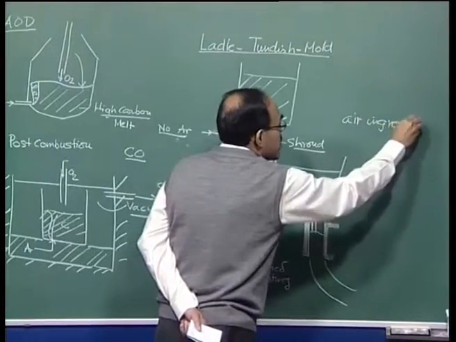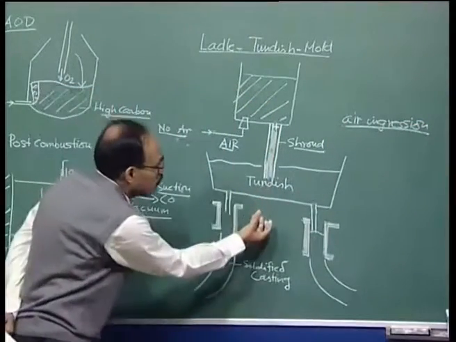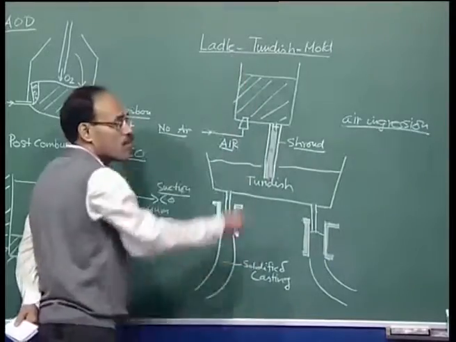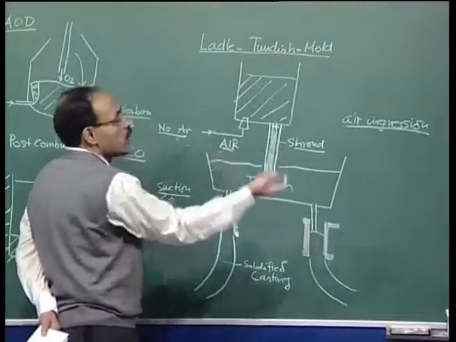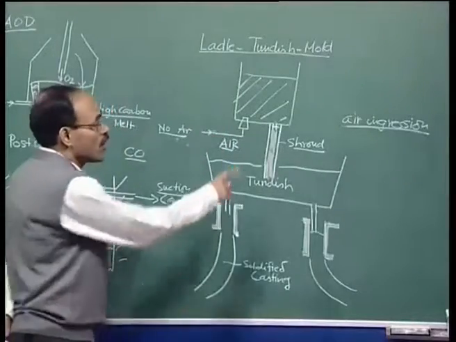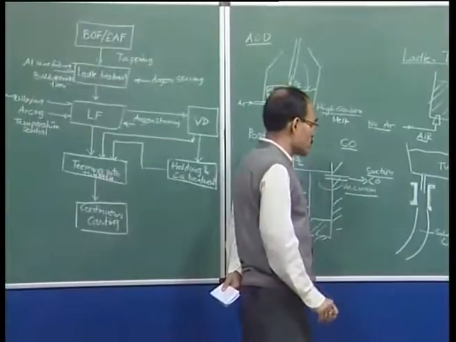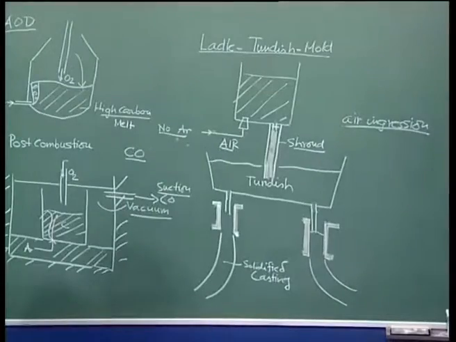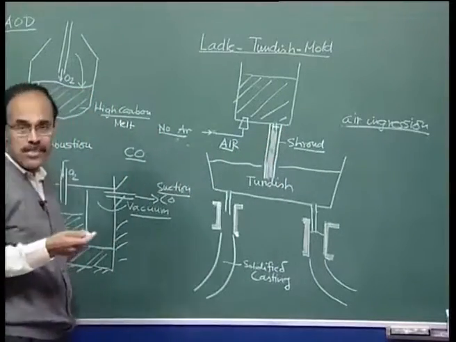If there are leakages when the shroud is attached to the bottom of the ladle, there may be some pores and holes through which air may be drawn in, and that phenomenon is termed air ingression, which drastically reduces the quality of steel. Now, what is there within the shroud? The shroud is filled up with inert gases basically.